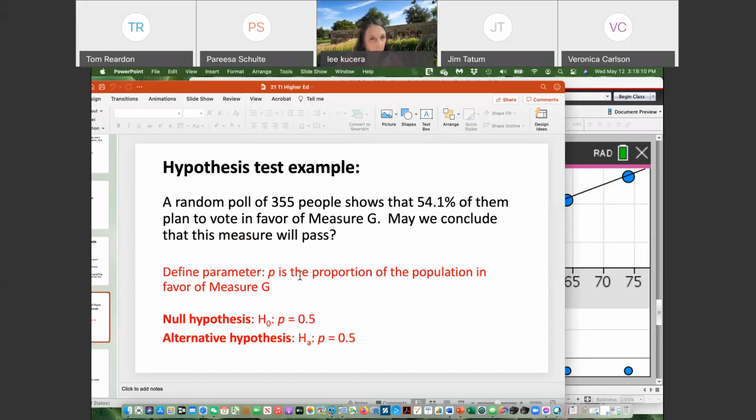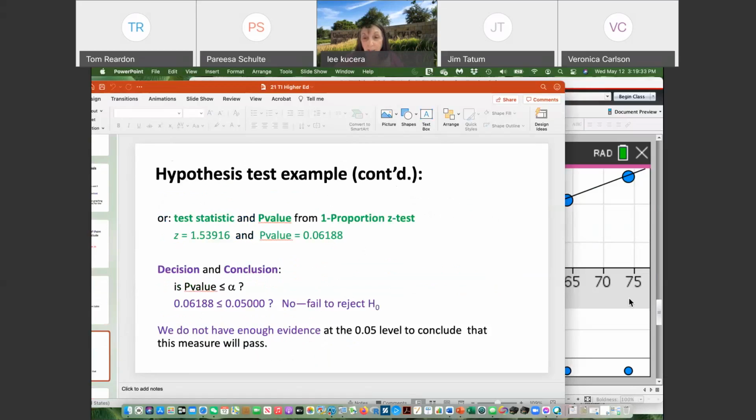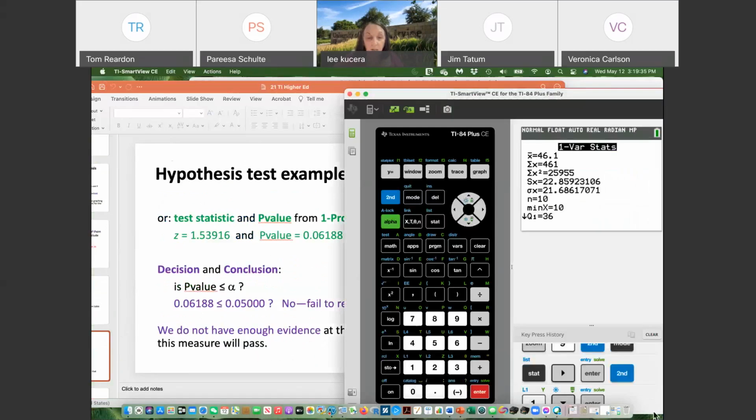They have to define the parameter, come up with their hypotheses, and name the test they're going to use. It's a 1 proportion z test. They have to check their requirements: they're told they have a random sample and it's large enough. Then they can crank out this lovely formula and get the p-value from a table, or they can do the exact same thing and get it from a graphing calculator.